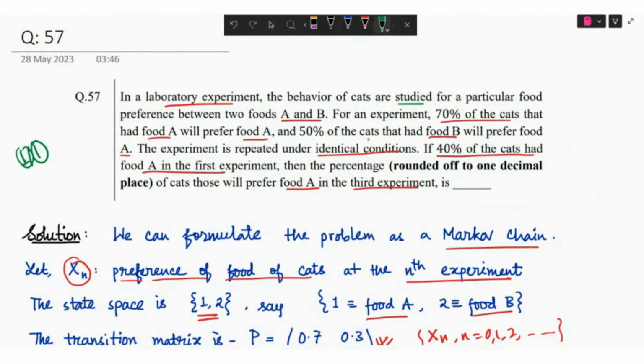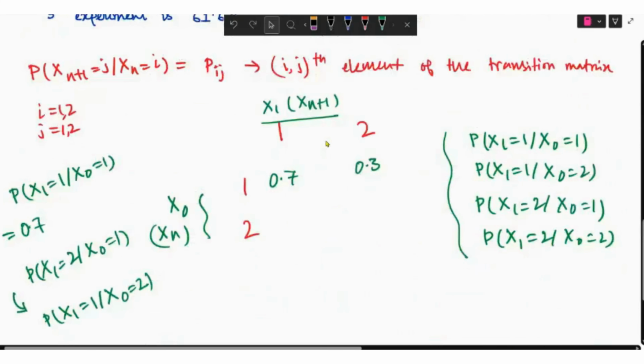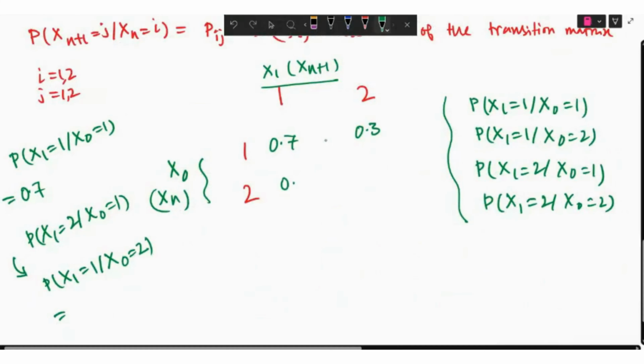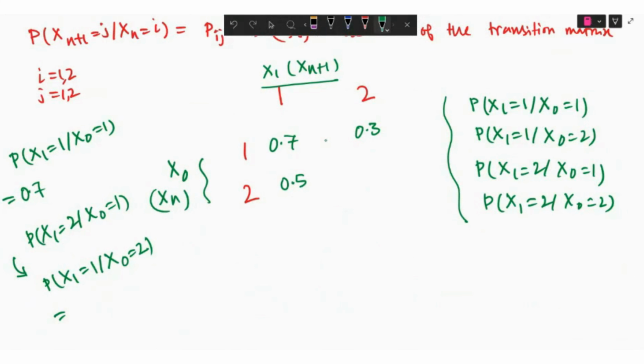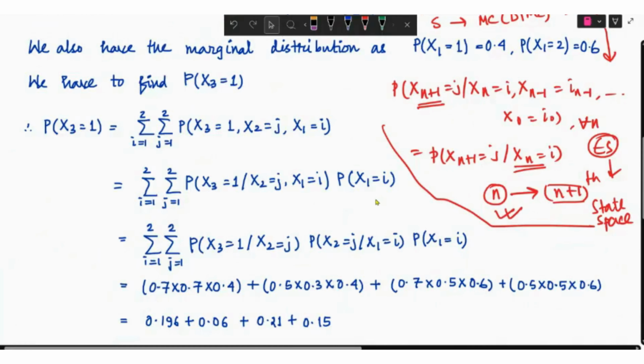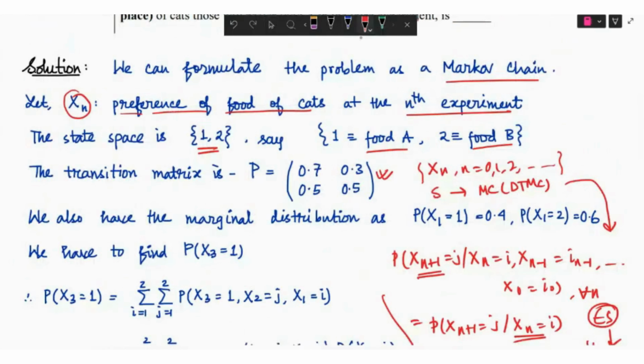They will prefer food, X1 equal to 1, is 0.5. So this is how we calculate 0.5 here. And the remaining will be P(X1 = 2 | X0 ≠ 2). This will also be 0.5. So that is how we calculate the transition matrix P. Okay. So here this is the transition matrix.